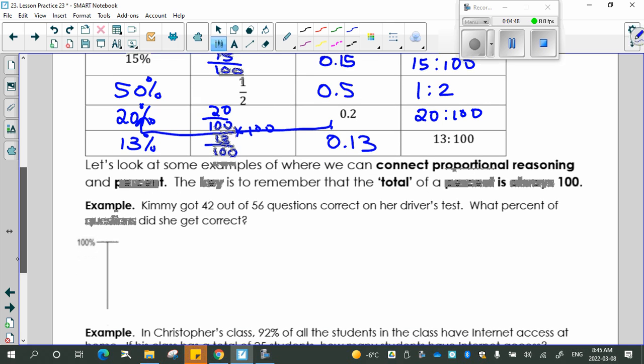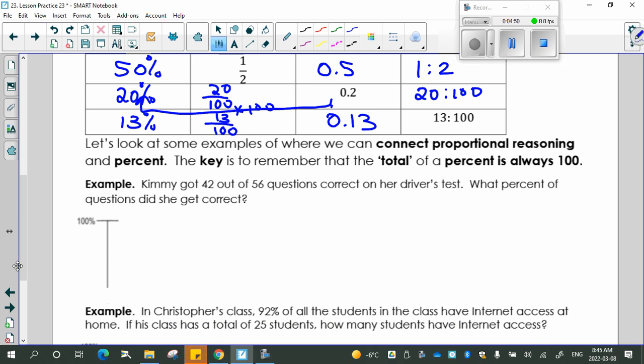Let's look at some examples of where we can connect proportional reasoning and percent. So we're going to try to connect 2 different ideas together. One of them is proportional reasoning, and the other one is percent. And the key is to remember that the total of a percent is always 100.